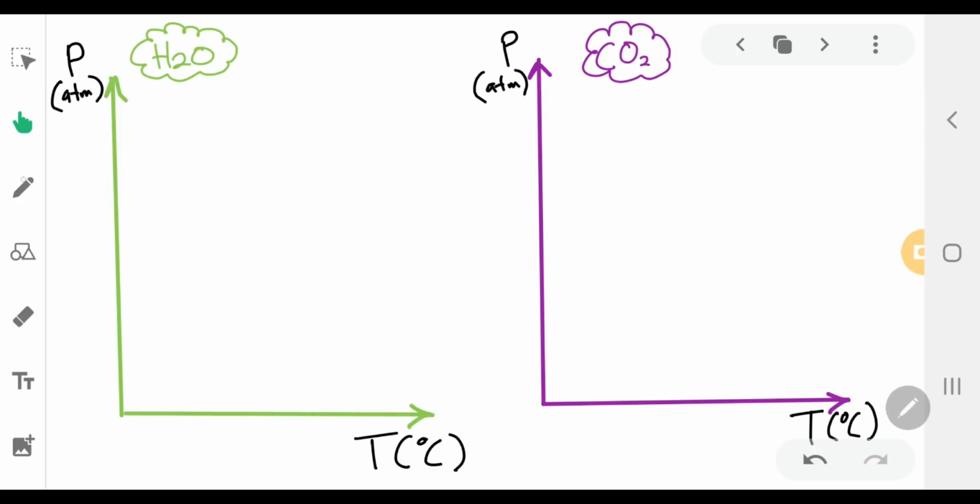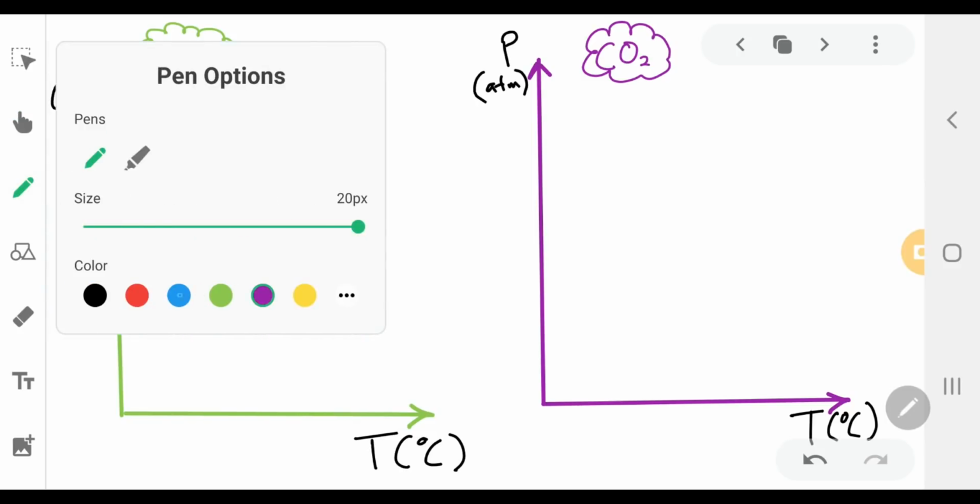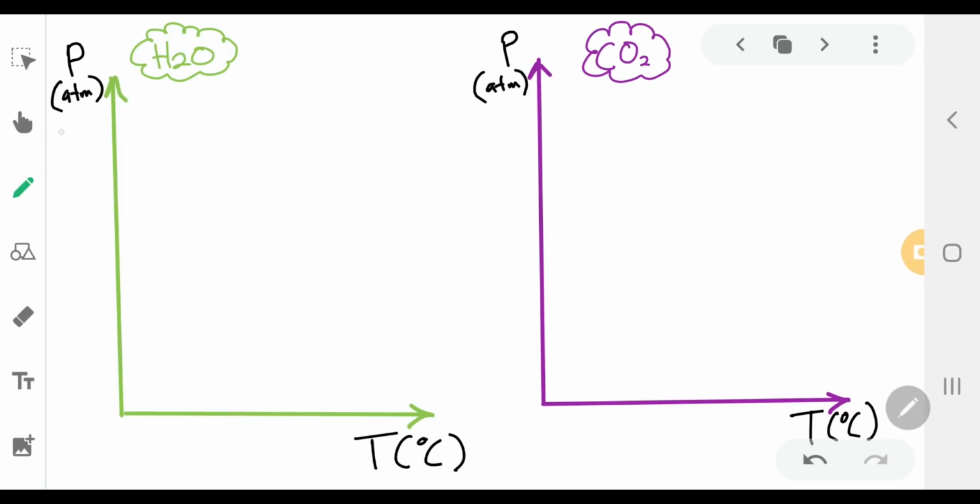To sketch a phase diagram, you need to have two curves. Okay? Before you sketch the curves in both of the phase diagrams over here, you need to remember to have the axes. Over here will be for pressure. You can have it in atmospheric pressure or in torr or millimeters of mercury. It's really up to the question. Over here, you're going to have the temperature. For now, I'm going to use degrees Celsius.